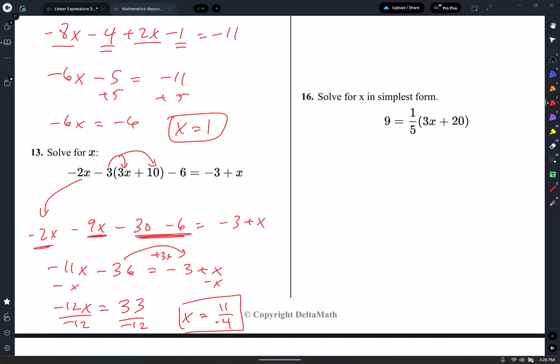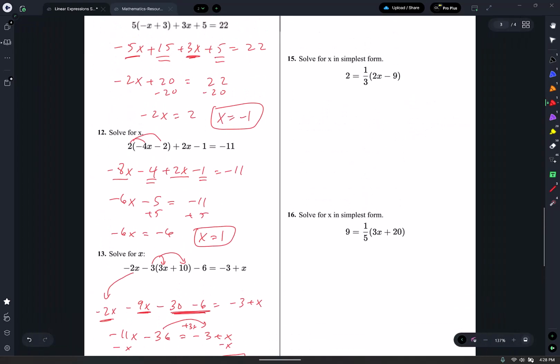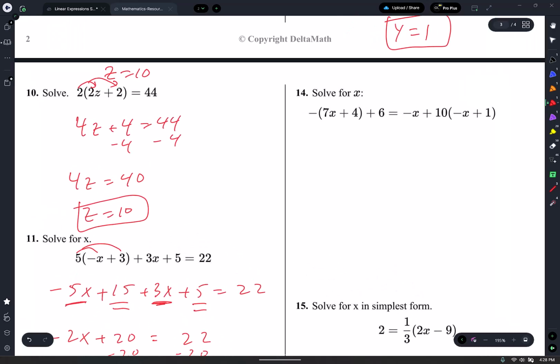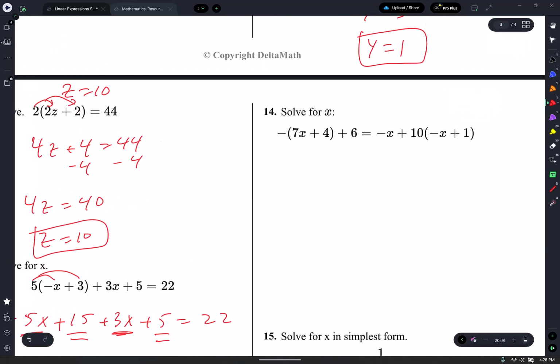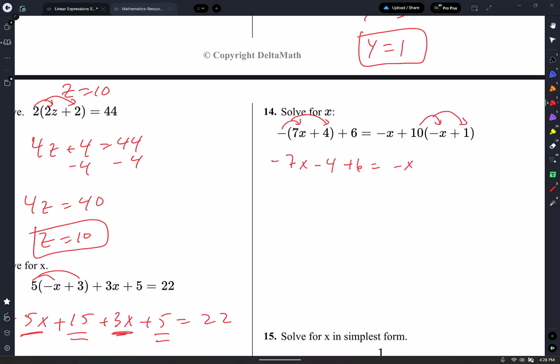Okay. You also have a calculator. You can use the calculator as well. All right, number 15, or number 14, sorry. So distribute the negative. Negative 7x minus 4 plus 6 equals negative x, and distribute the 10. Bam. Bam. Negative 10x minus 10. Plus.